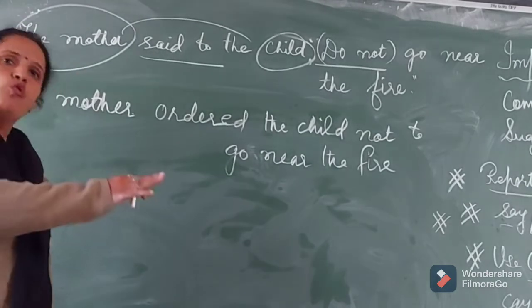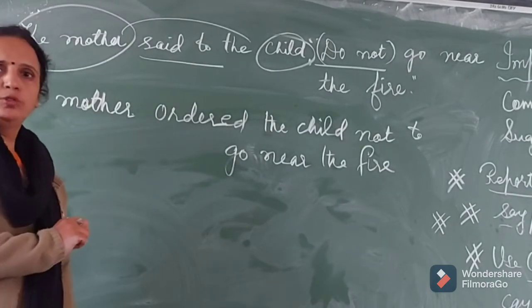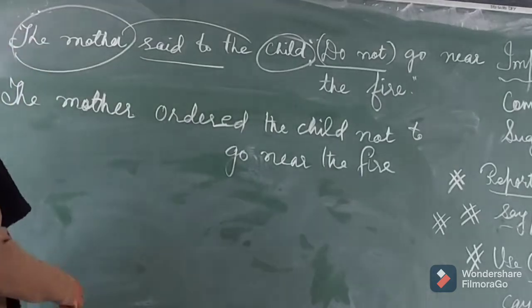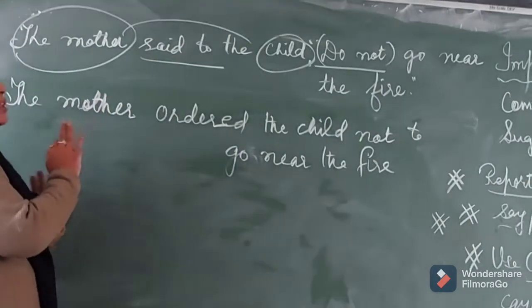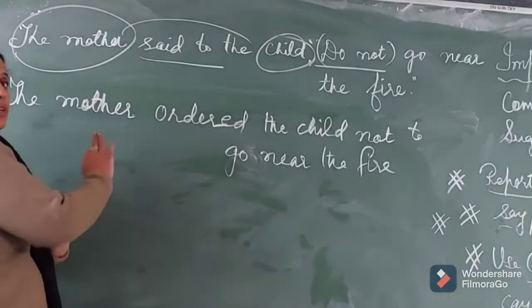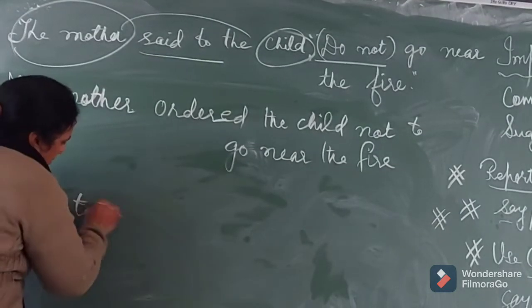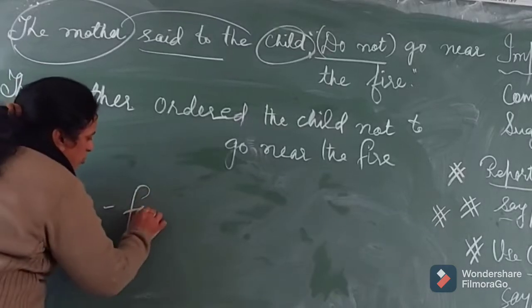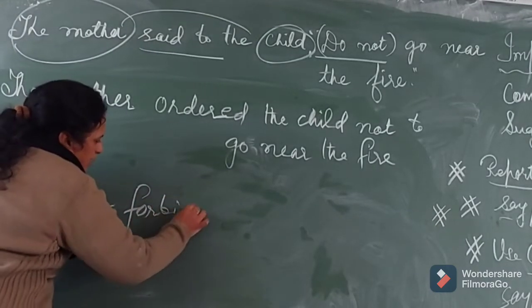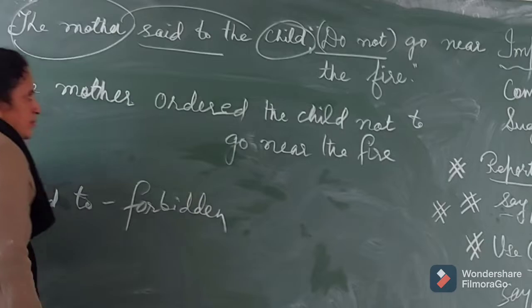There is one more mode you can follow to transform this. Let's learn that. Here, as we are giving the warning, that means the mother is forbidding. Said to, here you can convert into forbade.